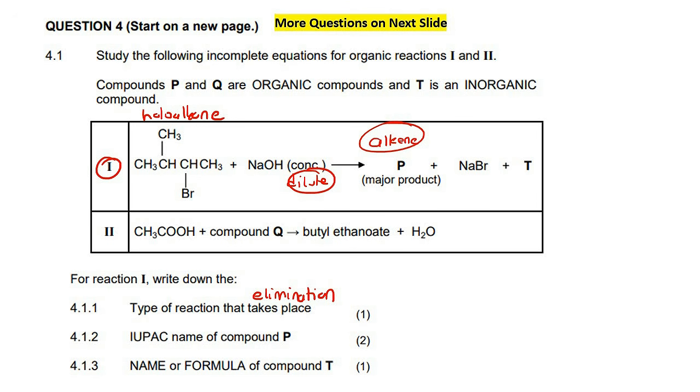Okay, now the next one says, what is the IUPAC name of compound P? Okay, so let's try to figure out what's going on here. We know that we're definitely going to lose a halogen because we're forming an alkene.